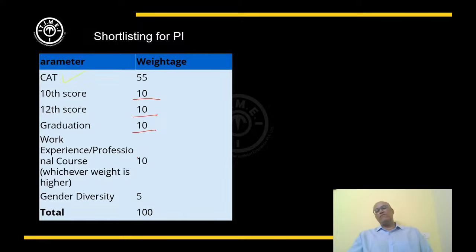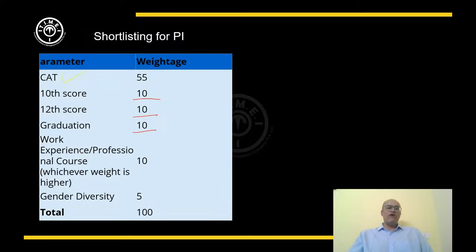What do I mean by normalize? They will not directly look at your percentage of marks on the face value. They will also take into consideration how difficult was your university in awarding marks, how lenient was your board in awarding marks, and then it becomes a very fair fight. So 10th, 12th, graduation will have 10% weightage each, and even work experience or professional course will have 10%.